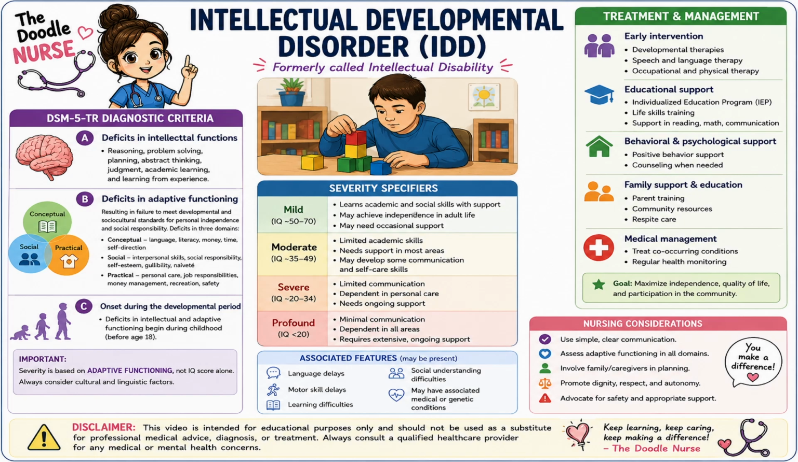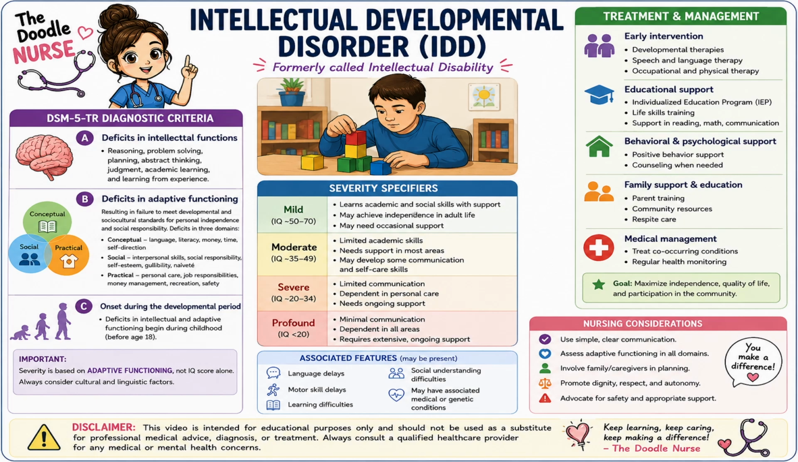Now, the second domain is the social domain, and this includes interpersonal communication, understanding social cues, recognizing emotions, maintaining relationships, social judgment, empathy, and awareness of social expectations. Individuals may struggle with making friends, understanding sarcasm, interpreting body language, or responding appropriately in social situations.